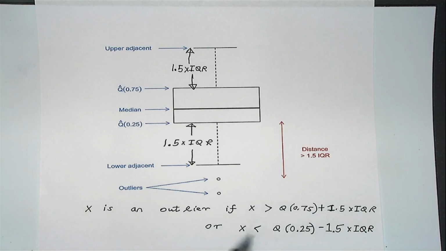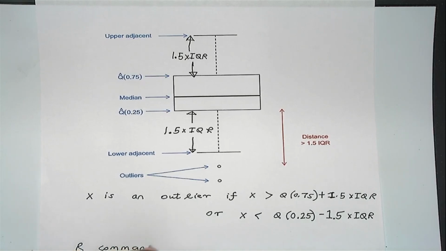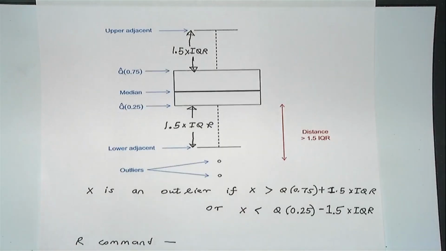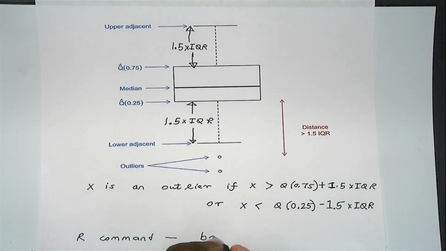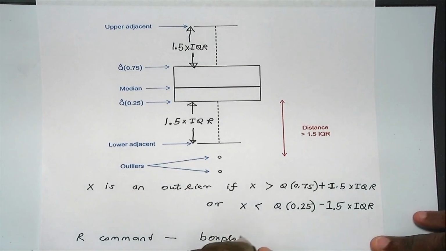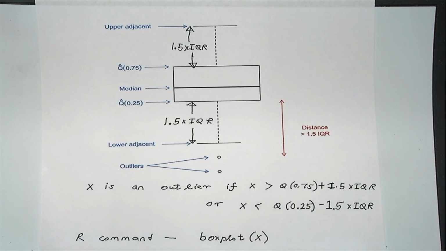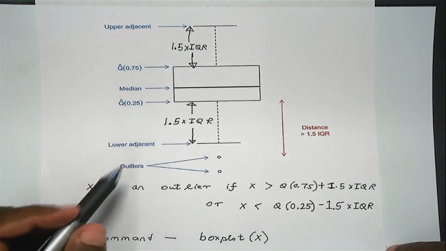And the R command for doing this plot is simply the following. It's called boxplot, B-O-X-P-L-O-T, open bracket, X, close bracket. So X will contain the data, and this is the command you need to type in order to get a picture like this.